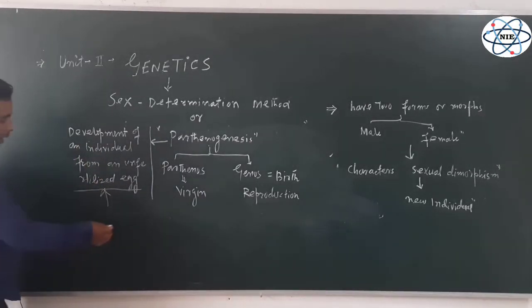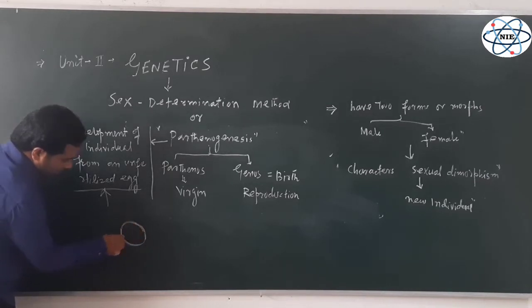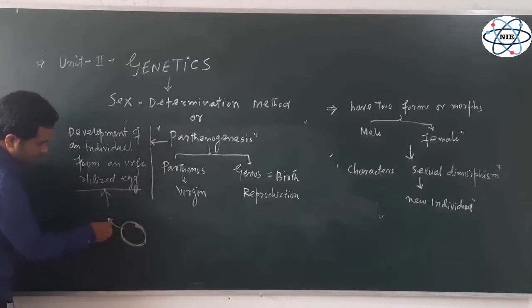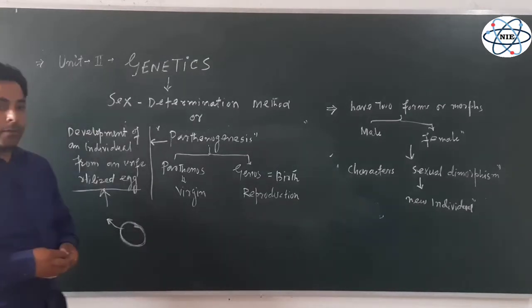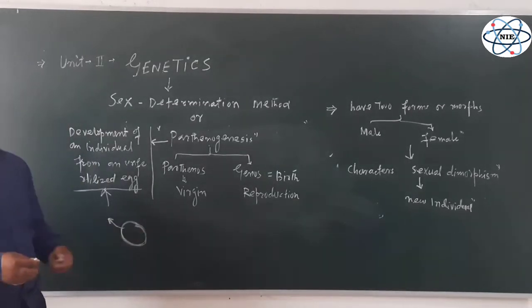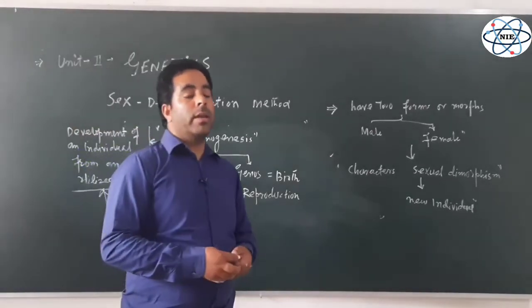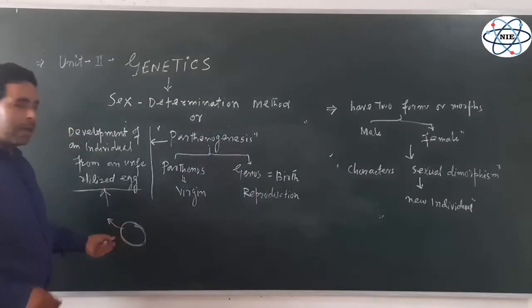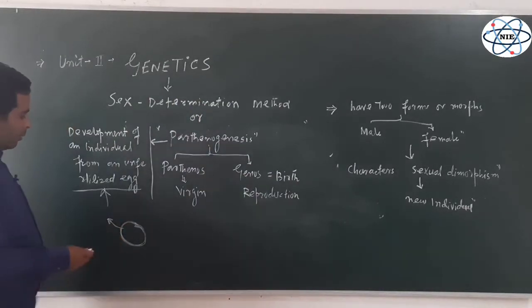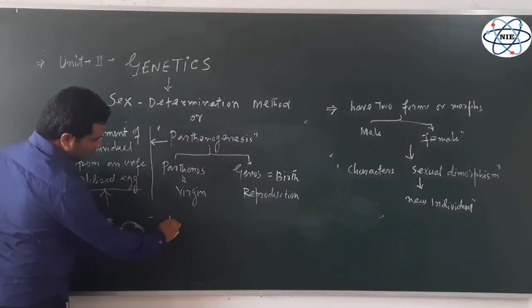An individual directly develops from an unfertilized egg. There is no fertilization of the egg, but still this egg is capable of developing into a new individual. And there are so many examples that we meet in biology where an individual develops from an unfertilized egg. For example, the best example is in honeybees.